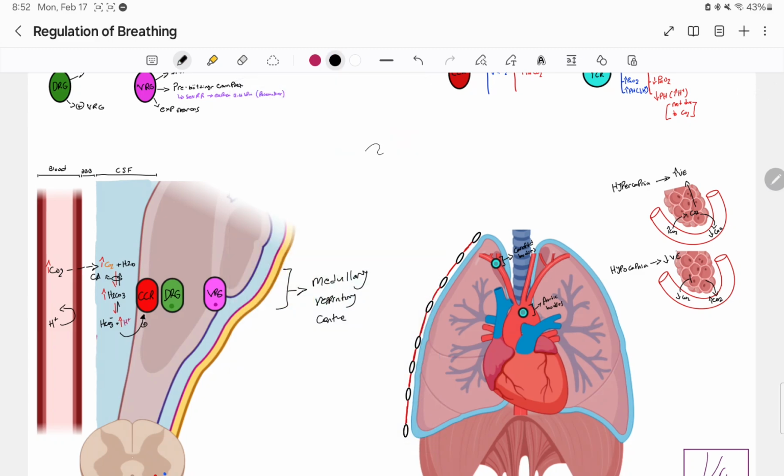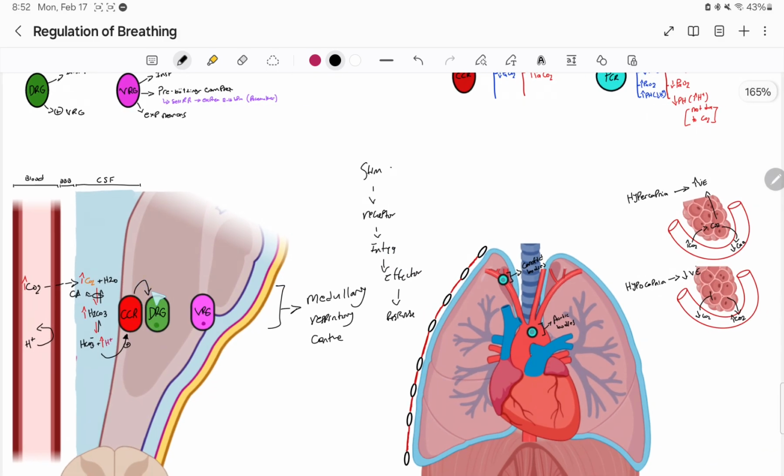Because again, remember, we had our stimuli, then we had the receptor picking it up, then we actually had the integration center. Okay, we had the integration center, then we had the effector, and then we had the response. So let's go through that. The stimuli was the high CO2. The receptor was the central chemoreceptor. What's the integrating center? The integrating center is going to be the DRG. So look at this. The DRG will get stimulated, right? The DRG will get stimulated.